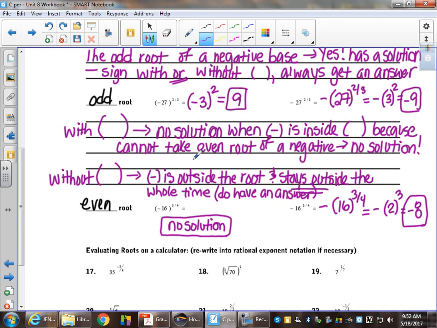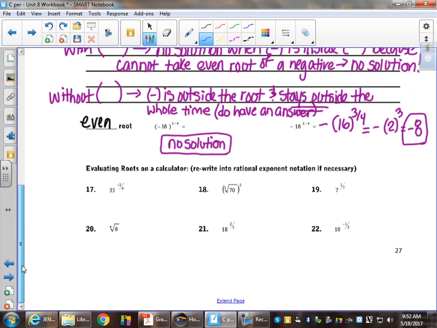So let's talk about why we need calculators for 17 to 22. What is the root for 17? Fourth root of 35. Go to your chart and look at the x to the fourth column. Do you see 35 anywhere in there? No. Does that mean it doesn't exist? No, it just means it's not a perfect fourth. Right. Just like way back. Can you take the square root of 36? Yes. What's the square root of 36? 6. But if I asked you to take the square root of 35, you could do it, but you're going to get a decimal.